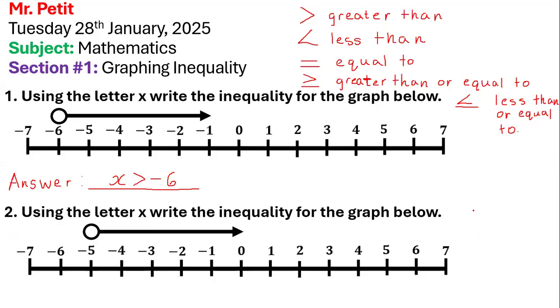0? No. Remember they said using the letter X, write the inequality for the graph below. So what would be the answer? It's the same thing as the first one. Greater than. What's the answer? Anyone? X greater than -5. X less than -5. X greater than -5. Put your answer in the chat. Let me see who's following. Who's paying attention. Everyone should put their answer inside the chat.